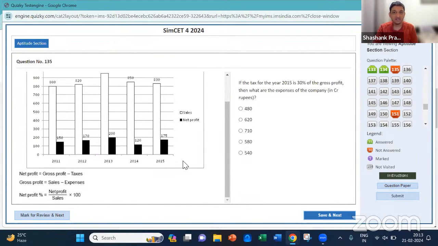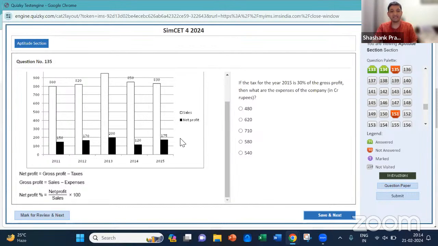I'm going with this. Tax for the year 2015 is 30% of the gross profit. So gross profit minus 30% of the gross profit is net profit. 70% of the gross profit is 175. So 250, right? 7 twos are 14, yeah, 1250. So 250 crores is the gross profit.